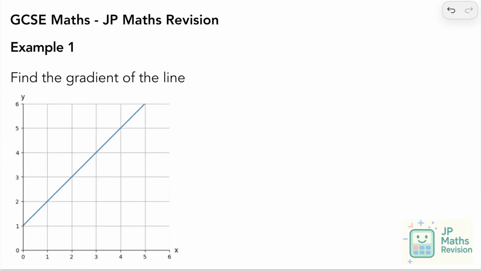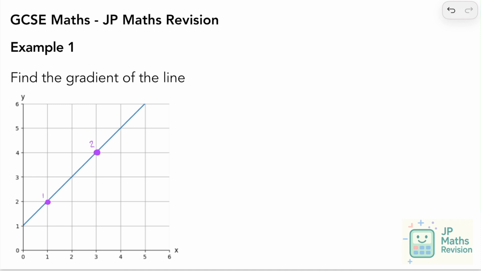So here's an example. We need to find the gradient of the line. So the gradient is the change in y divided by the change in x. What we need to do is pick 2 points that lie quite nicely on the line. I'm going to go with this point here, which is 1, 2, and this point here, which is 3, 4. So we need to work out the change in y by the change in x to get from this point 1 to this point 2.